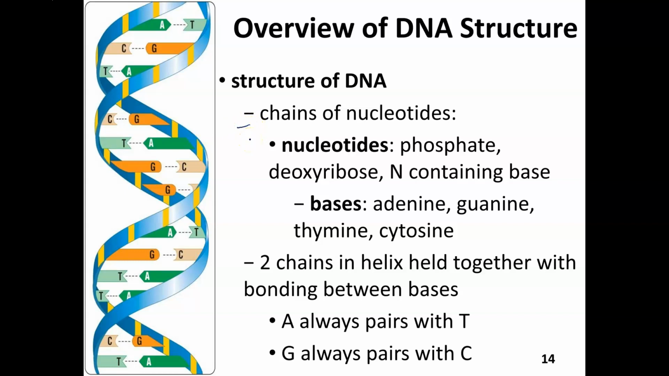A nucleotide contains a phosphate group, a deoxyribose, that's that pentose sugar, and a nitrogenous base. The bases are adenine, guanine, thymine, and cytosine. And adenine always pairs with thymine. Guanine always pairs with cytosine. Remember, that's Chargaff's rule that we learned in the last video as well.